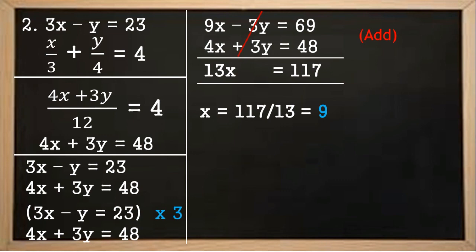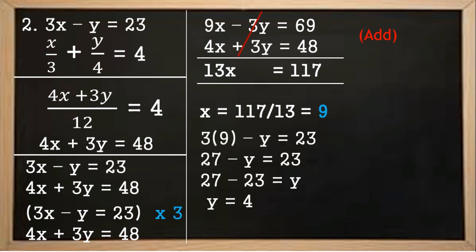So the next step is to substitute this value in any one of the equations. Let me consider the first equation, that is 3x minus y is 23. Now 3 nines are 27, minus y is 23. Hence the value of y is equal to 4. So the solutions are x is equal to 9 and y is equal to 4.